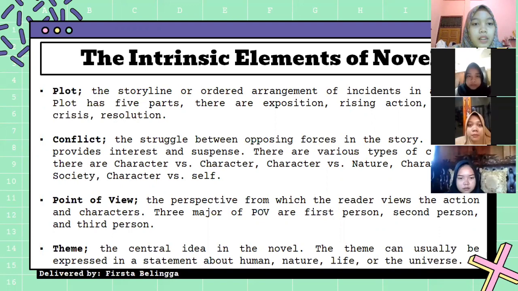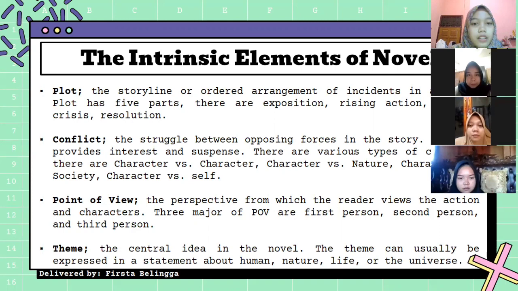Okay, the fourth intrinsic element of the novel is conflict. Conflict is the struggle between opposing forces in the story. Conflict provides interest and suspense. There are various types of conflict, which can usually be categorized as one of the following. The first is character versus nature. This is a character struggling against nature.